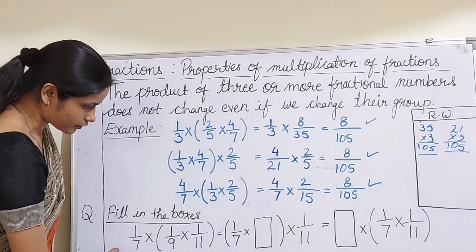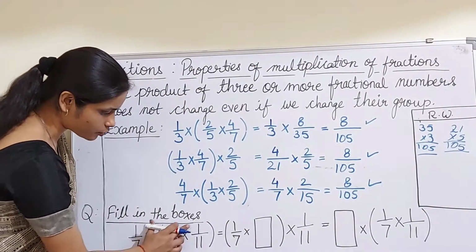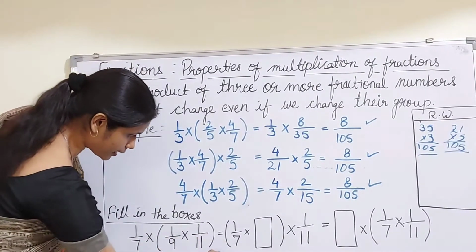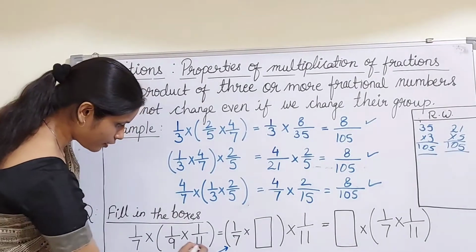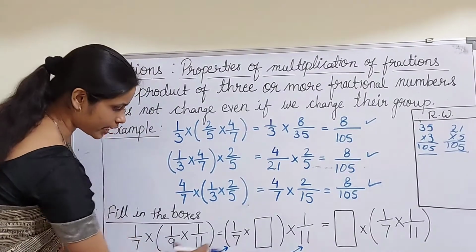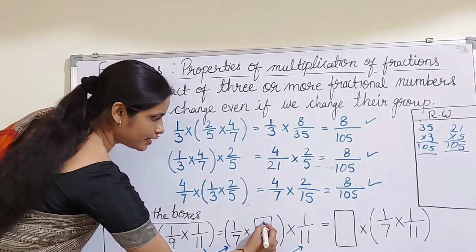Now in this part we have 1 by 7 multiplied by 1 by 9 into 1 by 11. But here what we have? We have 1 by 7, okay, we have 1 by 11. So what should be here? That this part should be equal to this part. It should be 1 by 9.